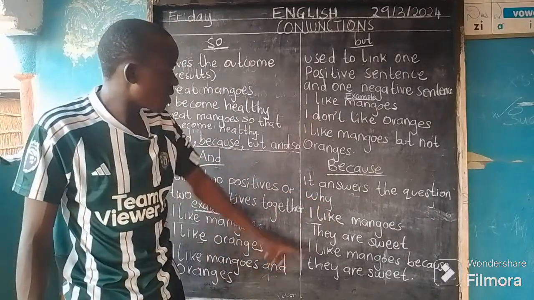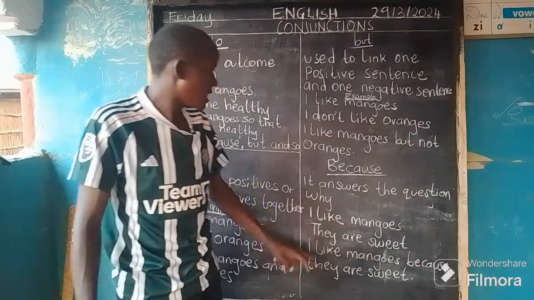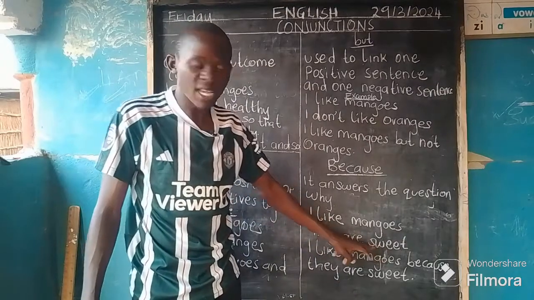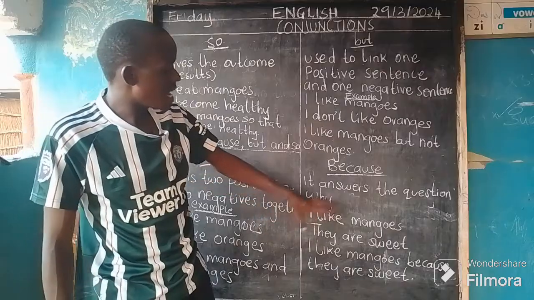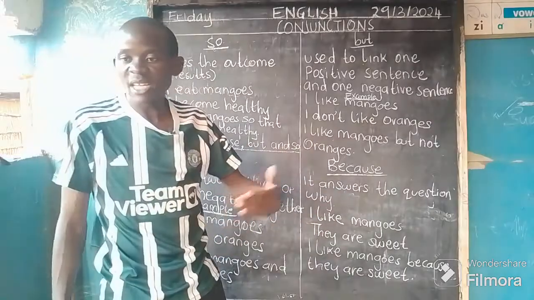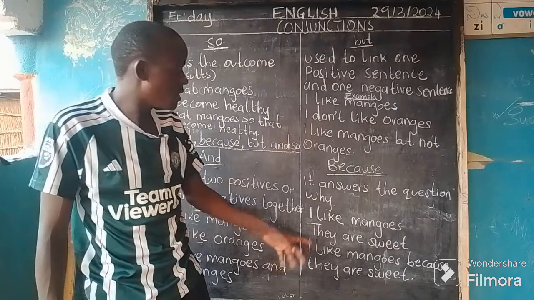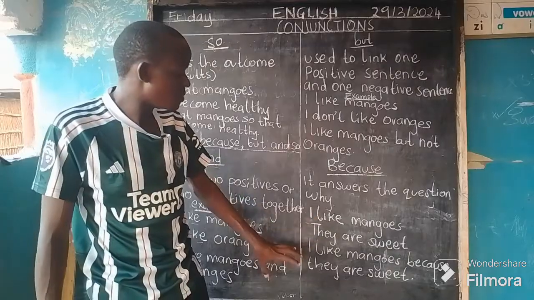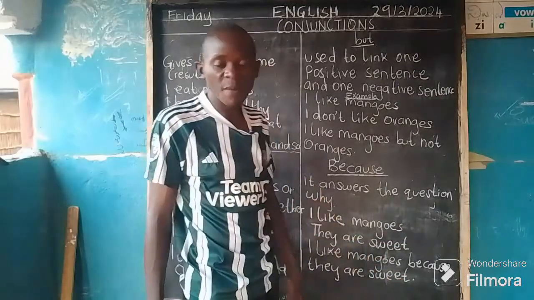And we came down to our examples in sentences. Our first sentence was I like mangoes. The second sentence was they are sweet. In the first sentence, I like mangoes, you have to give a reason as to why you like the mangoes. Why do I like the mangoes? Because they are sweet. Mixing them together, I like mangoes because they are sweet.